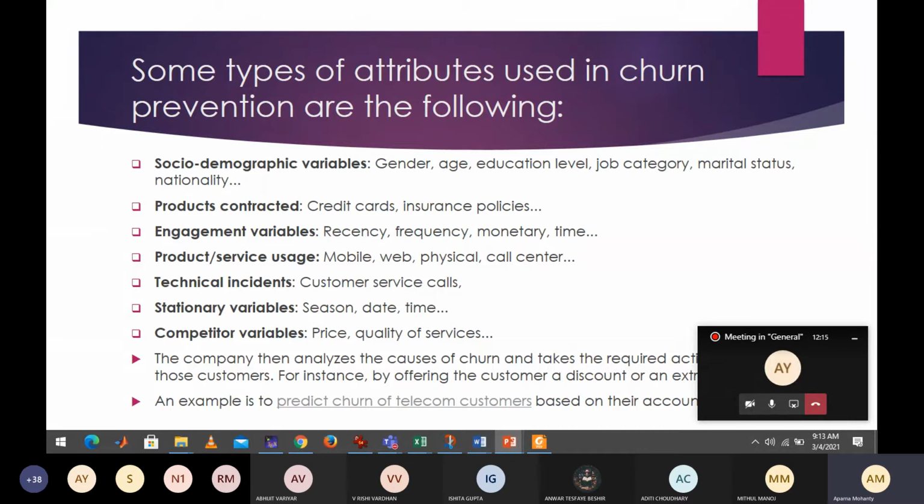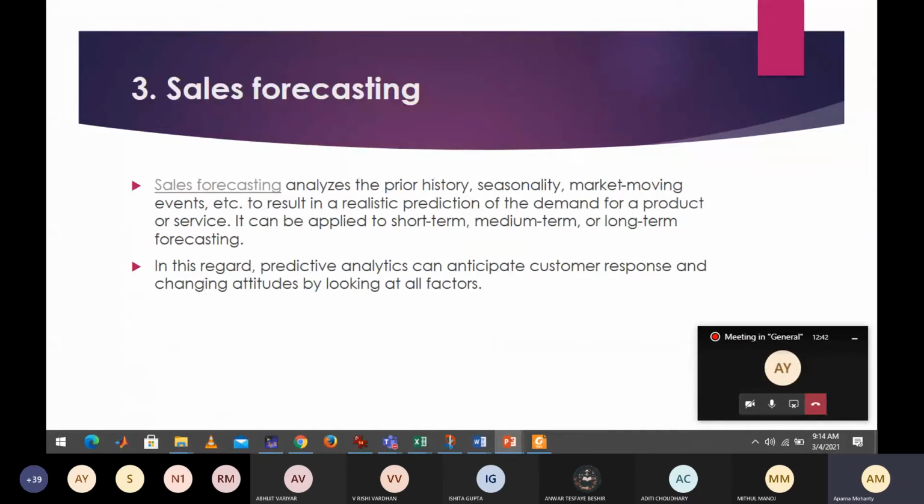Then technical incidents, like customer service calls. Did you call or inquire about a promotion? Depending on that, if somebody is regularly inquiring about the promotion, it's obvious that he is interested. So if any new promotion comes, you just let the person know. Then competitor variables. You also need to give them a comparison with your competitors so that they get attracted. So these are some uses. Next is sales forecasting.